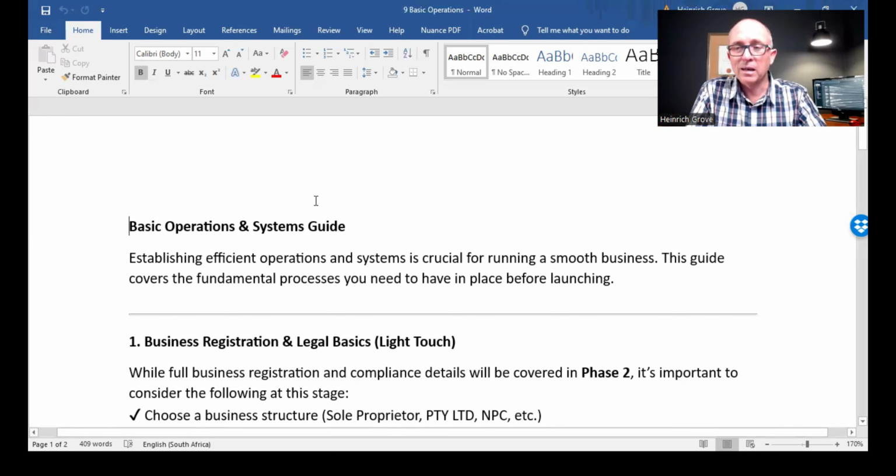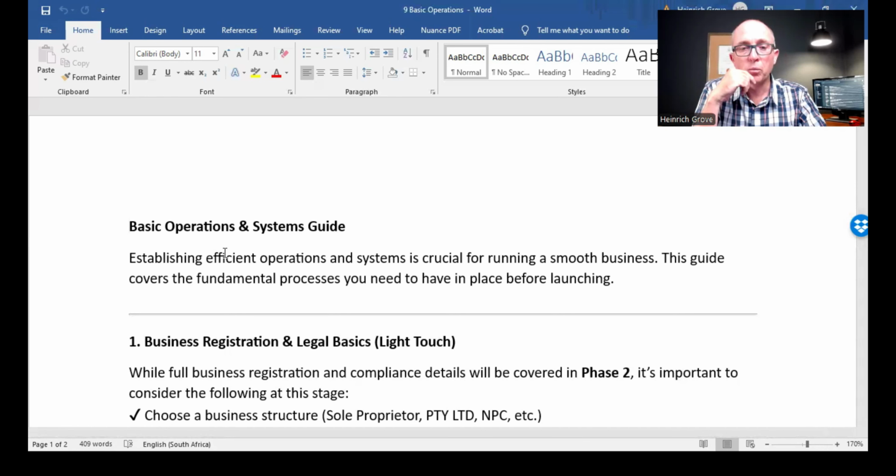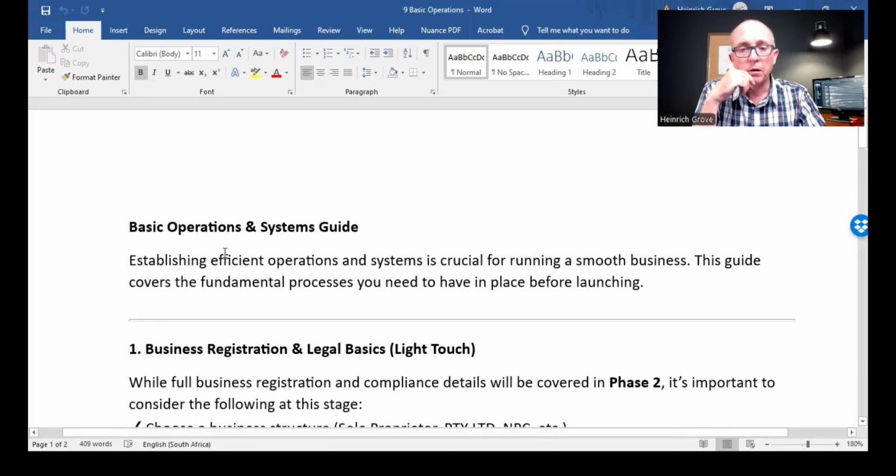So this is just like I said, once again, the thing that I'm busy with now is I'm giving you guys a roadmap of how to start a business, what things to consider, what must be in place, and not to start a business and only think about these things afterwards. So establishing efficient operations or systems is crucial for running a smooth business. This guide covers the fundamental processes you need to have in place before launching.